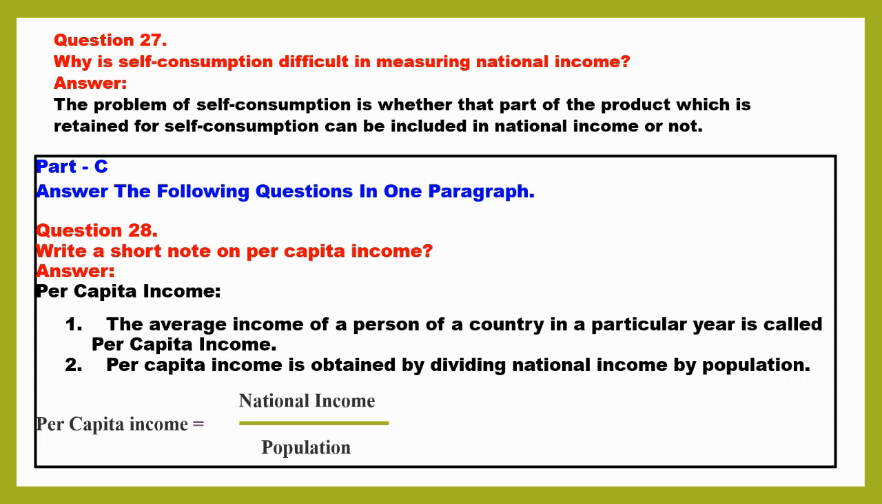As a whole, per capita income is a measure of the amount of money earned per person in a nation or a geographical region.